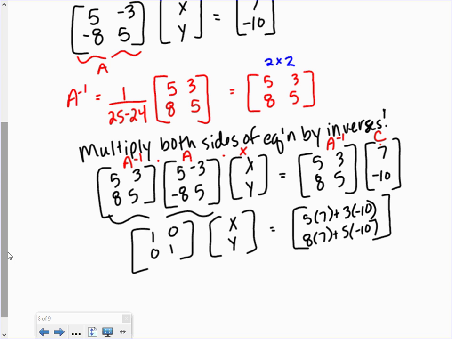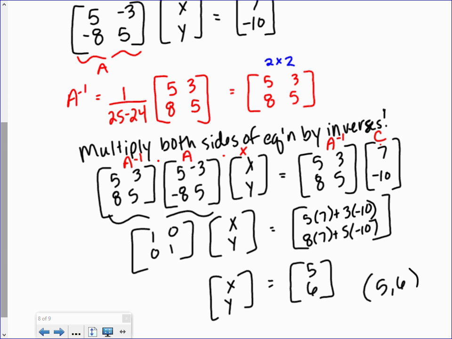And on this side, if you actually multiply the identity matrix by this variable matrix, you're just going to end up with x, y. Right? 1 times x plus 0 times y is x. 0 times x plus 1 times y is y. Okay, so that is just what it is. And then on this side, you have 5 and 6. So I now know the ordered pair solution is 5, 6. So I did the 35 plus negative 30 to get 5, did the 56 plus negative 50 to get 6.